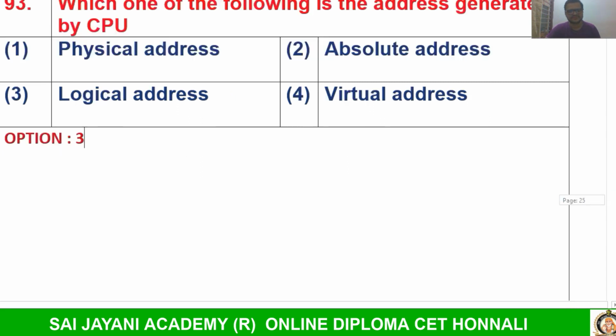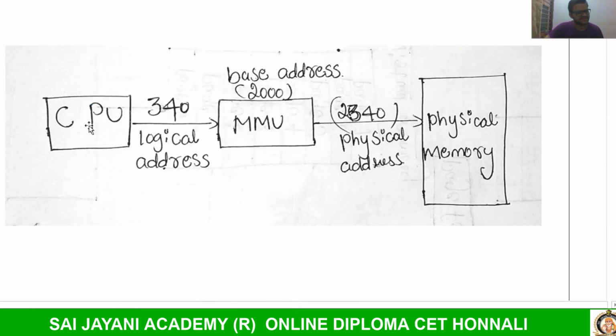Why? Because the CPU always generates a logical address, and this logical address is converted into physical address by the MMU. Okay, the MMU represents memory management unit. This is the hardware device. This hardware device adds the logical address along with the base address. In this example, we are taking 340 as the logical address and 2000 as the base address. So the MMU adds 2000 and 340. So the result becomes 2340.